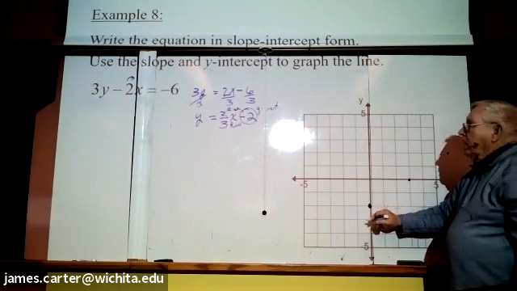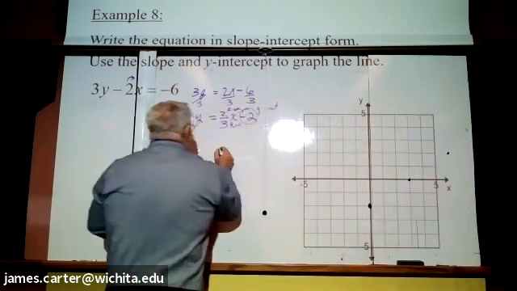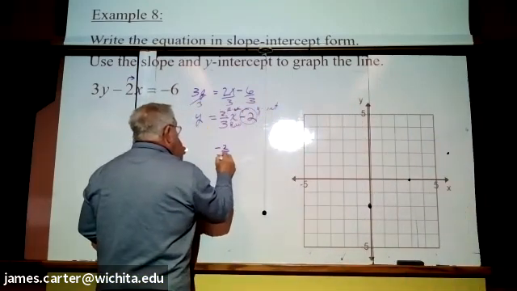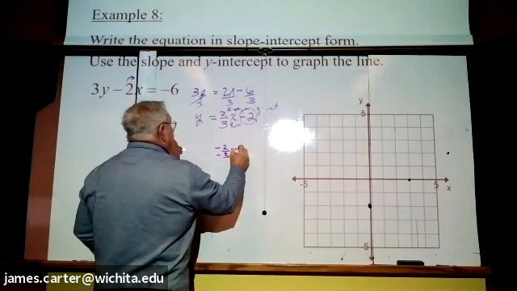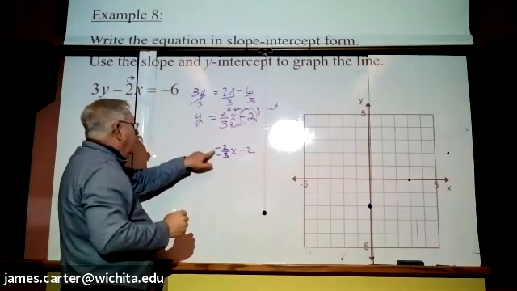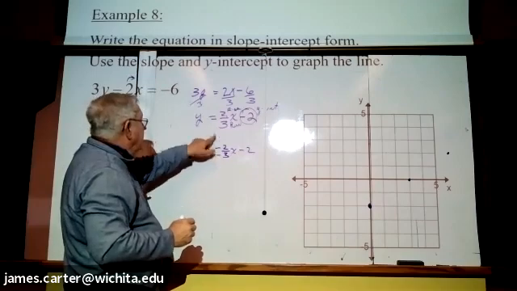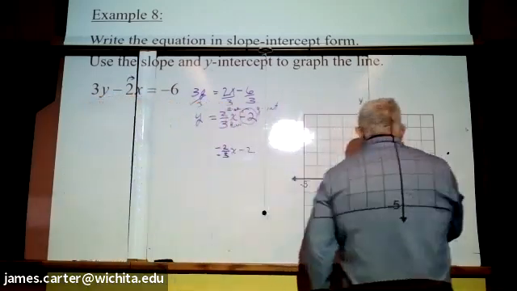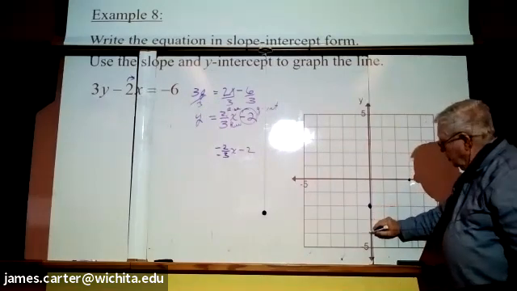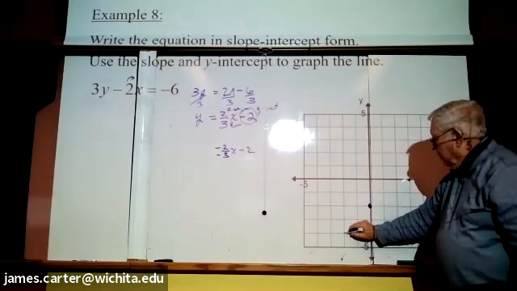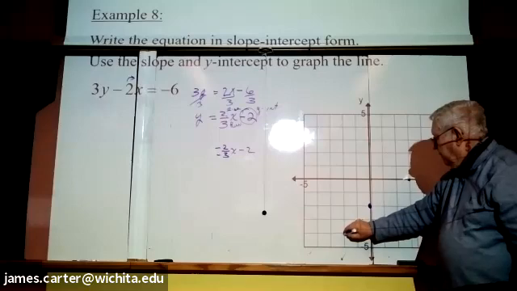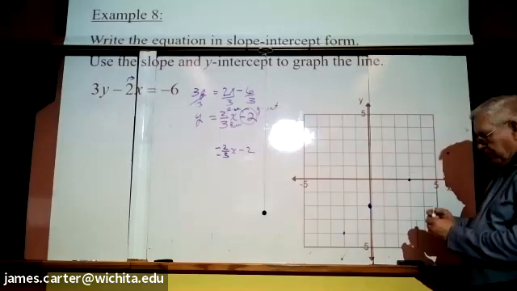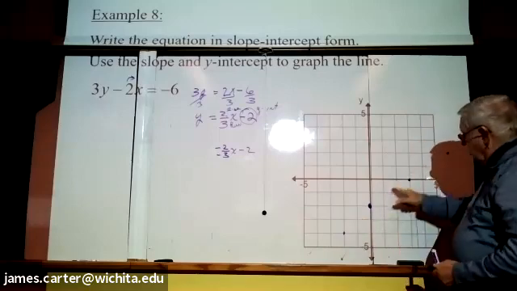Or -2 over -3x minus 2. What happens to these? They would become a positive. All that means is that I can go down 2, 1, 2, and left 3. And you can see my graph there as it's starting to line up.